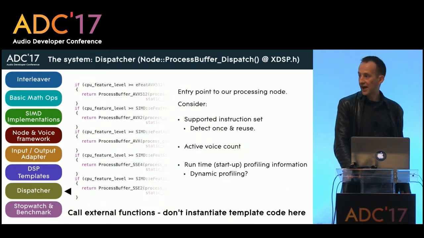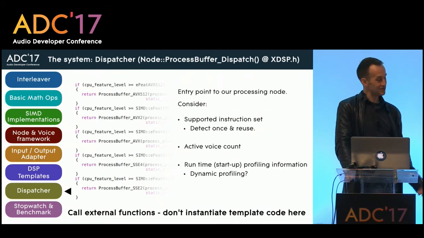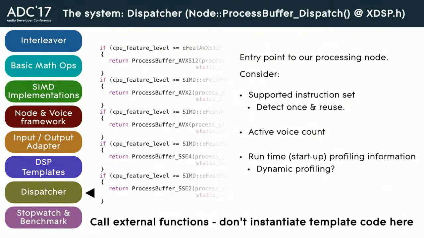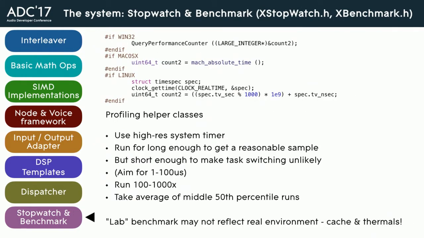Finally, we have a dispatcher, and the one provided in this library is a bit of a dummy, but the job of this is to work out what architecture we're on and dispatch to the right code to do the job. And last but not least, as you have a look around the library, you'll find a couple of stopwatch and benchmarking classes, which are really just little helper utilities to tell us how fast things are going.